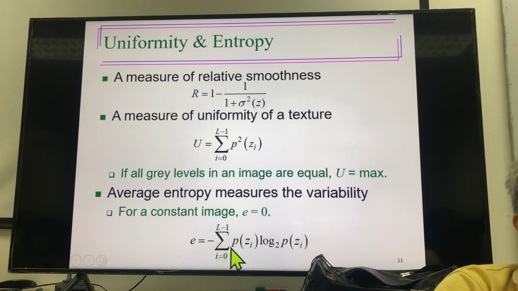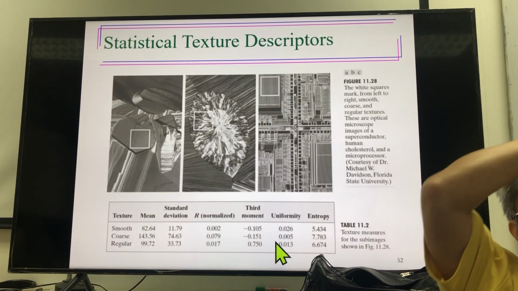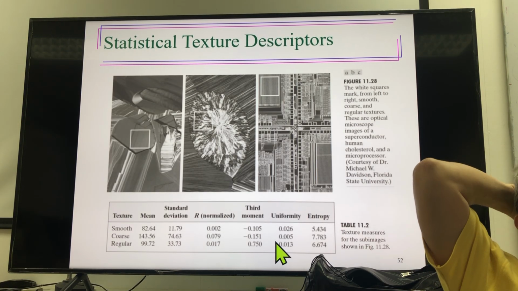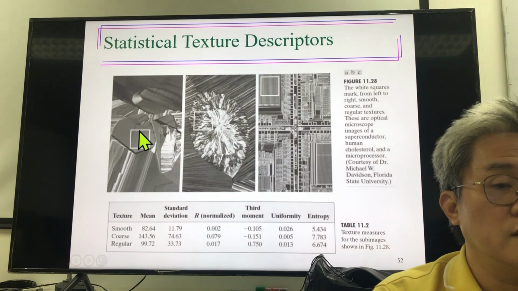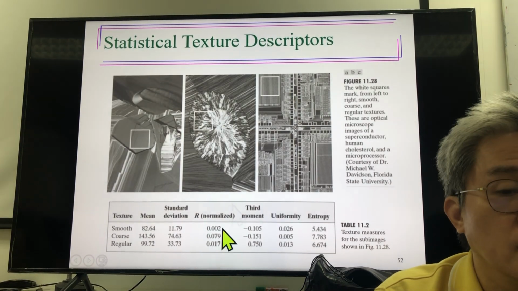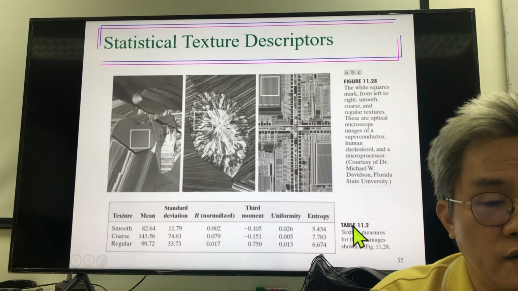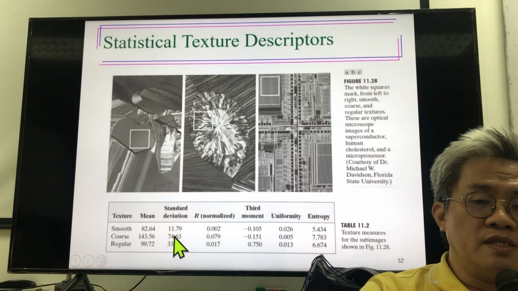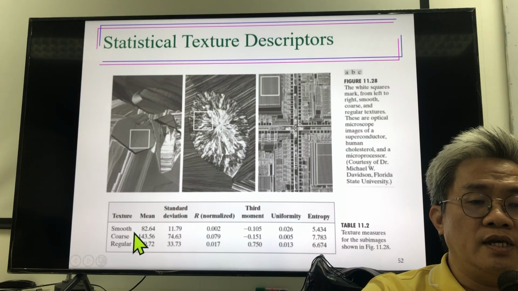For the contrast, we use this P times log base 2 of P. This is like the entropy of the data. So, for example, here, if you have objects like this, you can measure here, this object, this object. You calculate all these: first moment, second moment, third moment, uniformity and entropy.